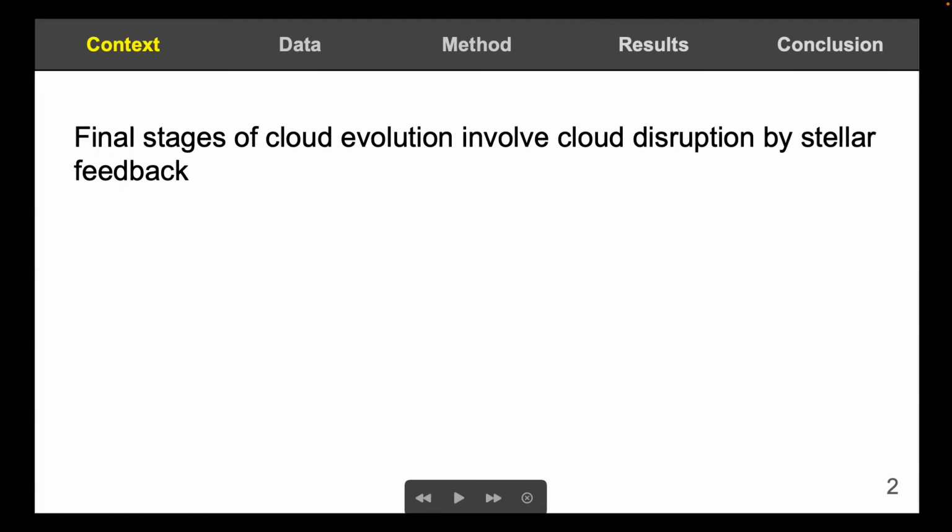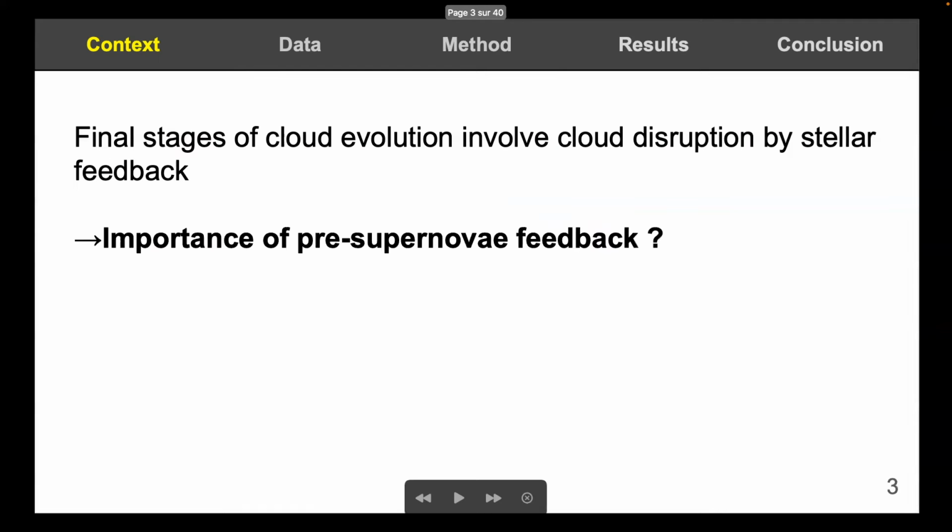It's often invoked to explain the low star formation efficiency of molecular clouds, and it's well known that at the final stages of cloud evolution, supernovae are the main cause of stellar feedback and cloud disruption. But it's still not quite clear what the importance of pre-supernova or early stellar feedback is, and recent results suggest a significant importance of this early feedback through radiation pressure, stellar winds, or photoionization, for example.